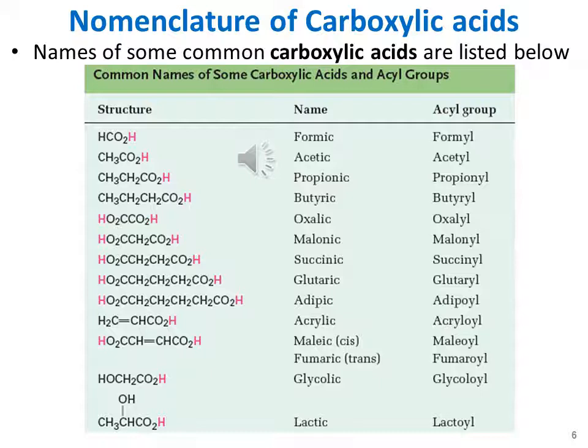The dianion of maleic acid is called the maleoyl, whereas the dianion of fumaric acid is called the fumaroyl. Similarly, I have shown you the structures of glycolic acid and lactic acid on this slide. So these are some of the most commonly encountered carboxylic acids. I have shown you here on this slide their common names and the resulting acyl anions.